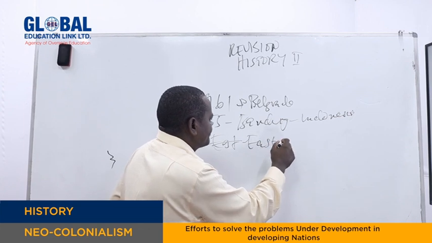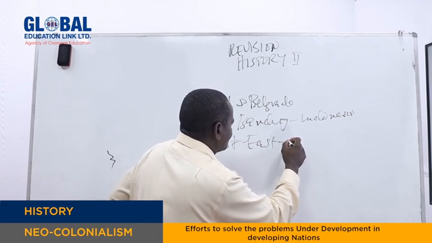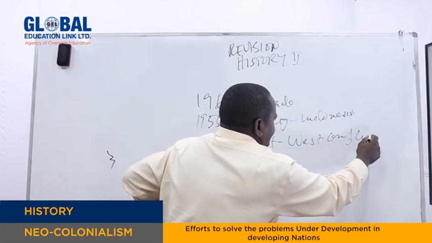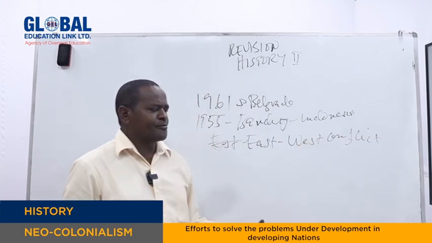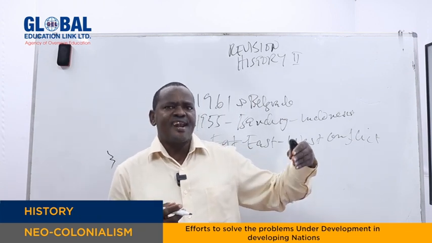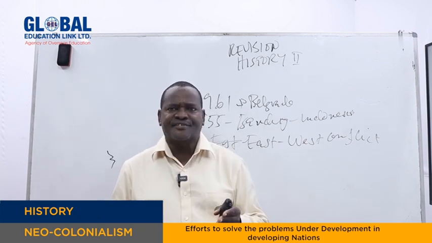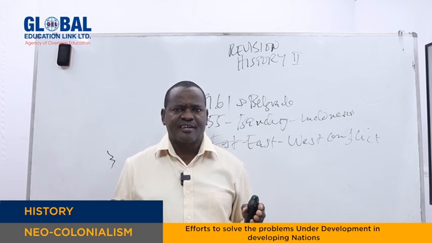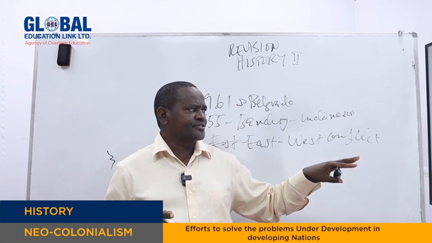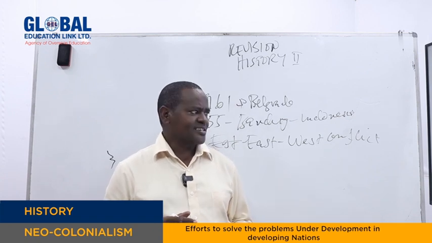When we were discussing the issues of the Cold War, there was East-West conflict. The East-West conflict is what produced the non-aligned movement. That means these countries which came to establish the non-aligned movement were neither aligned to the East nor to the West. That means they were neutral countries. And this is what brought about the existence of the so-called non-aligned movement.